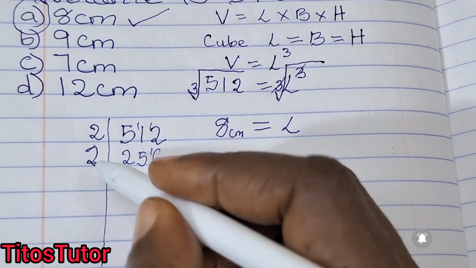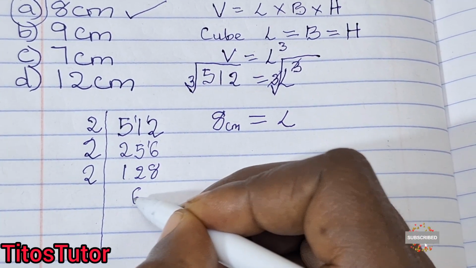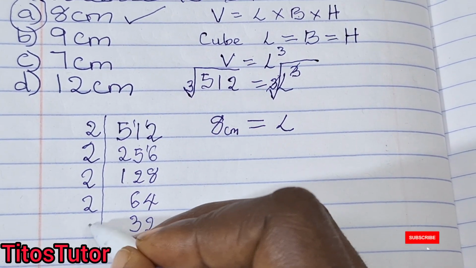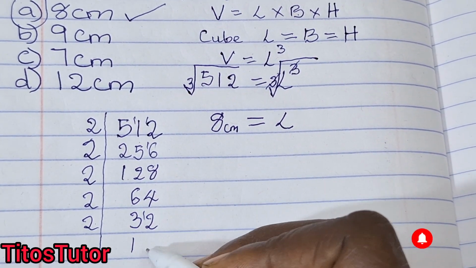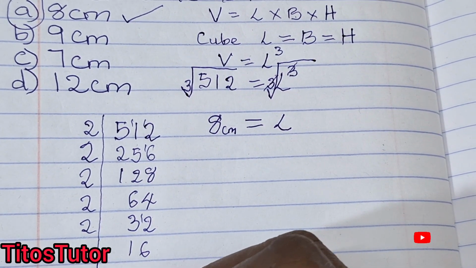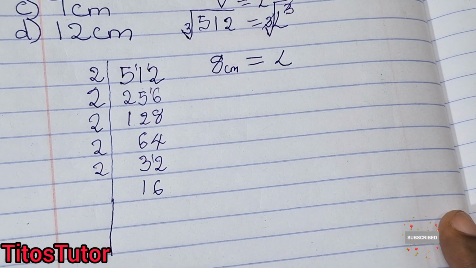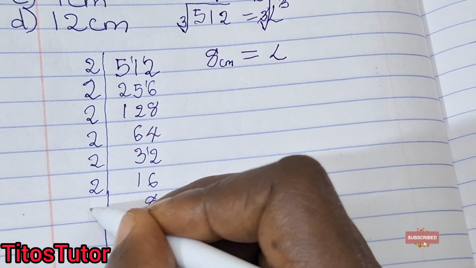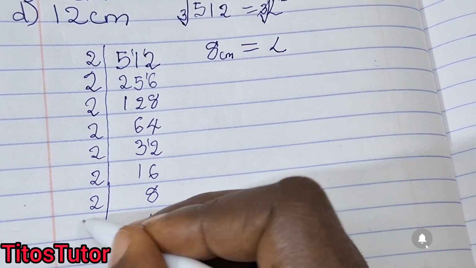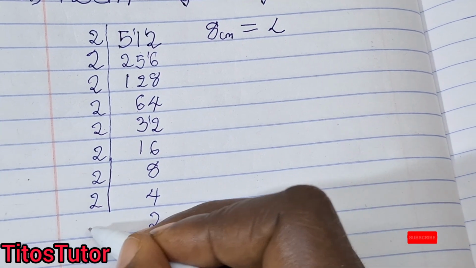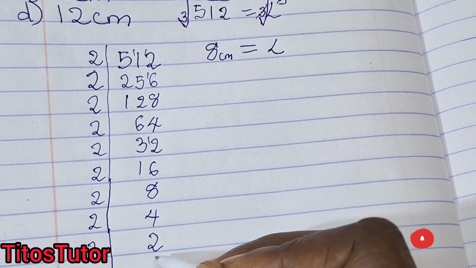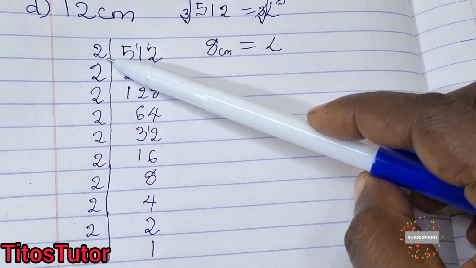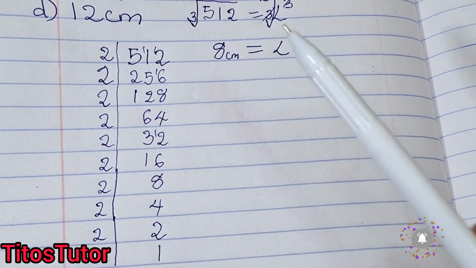Even number again. I go with 2, 6, 4. Another even number, 2, 3, 2. Another even number, 2, 1, 6. I keep going. Now here I have 16. Another even number. 2 can go and it's 8 times. 2 can go and it's 4 times. 2 can go and it's twice. 2 can go again and it is 1. I'm done. Now that I am done, I realize that it's actually 2 all through, but it is cube roots.